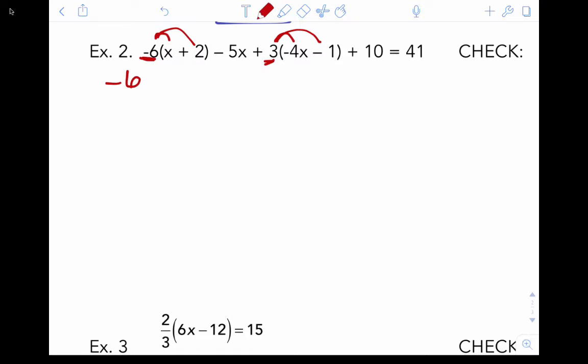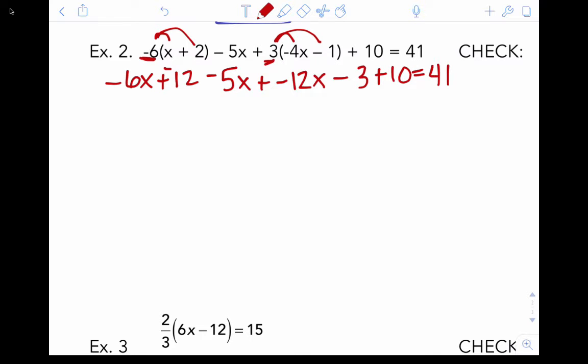I have negative 6x minus 12, or plus a negative 12. I have that minus 5x that I'm just copying down. Plus 3 times negative 4 is negative 12. And then I have that x, so negative 12x. Minus 3 times 1, which is 3. Plus 10 equals 41.